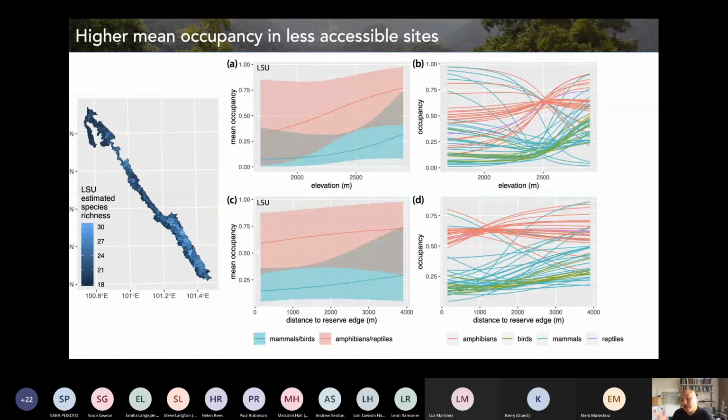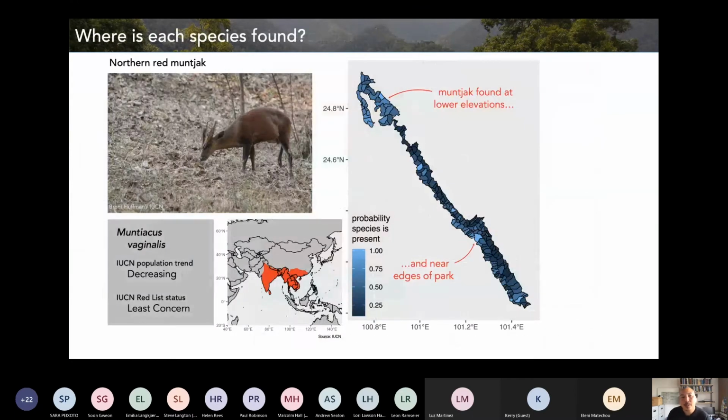And this is because the distance to edge and elevation are correlated with each other. Okay, so we don't want to know just the whole community. We want to know each individual species and how they are. And so Muntiacus nigripes, which is the northern red muntjac, is known to be resilient to hunting and so on. And it is mostly found in the lower elevations near the edge of the park, and there's more open area, which is what deer like, of course.